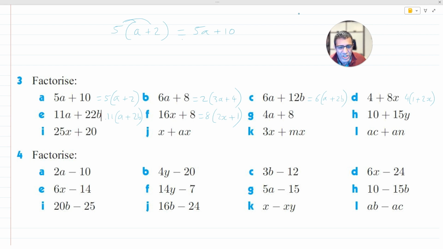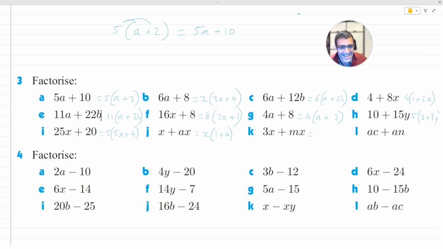For question G, we can take out a 4. So we're going to say 4 times a plus 2. For question H, we can take out a 5, so it's 5 times 2 plus 3y's. And then for question I, we can take out a 5, 5 times 5x plus 4. For question J, we notice there's a common x to both, so we can say x factor of 1 plus a. And if you're ever in doubt, make sure you expand again to check that your work is correct. If you expand and it doesn't work out, then probably you made a boo-boo somewhere.